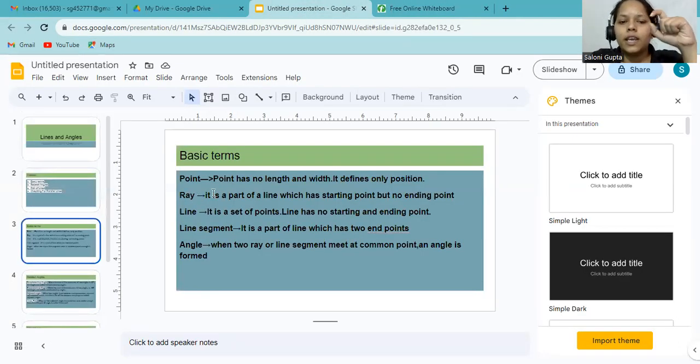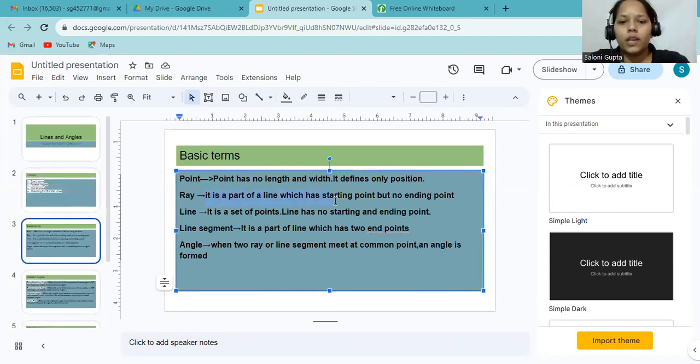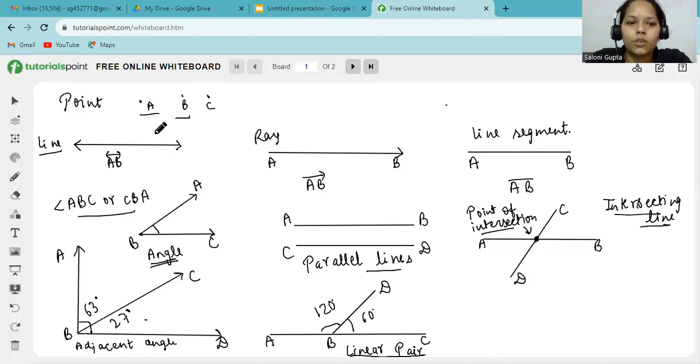Then you can see what a ray is. It is a part of a line which has a starting point but no ending point. You can see the example of this ray, A, B. It has the starting point, but its other end can be extended infinitely. So this is an example of a ray.